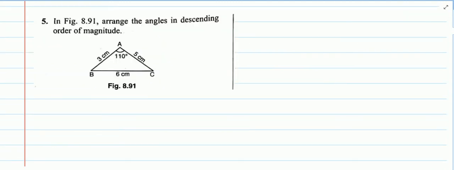Okay children, now let us see question number 5. Here you can see it's given in figure 8.91, arrange the angles in descending order of magnitude. Here you can see triangle ABC is given to you, and each side is given, 3 centimeter, 5 centimeter, 6 centimeter, and one angle is given, 110 degree.